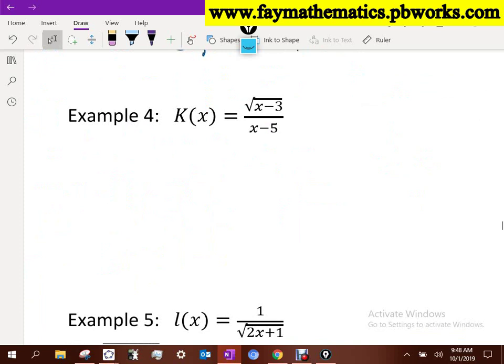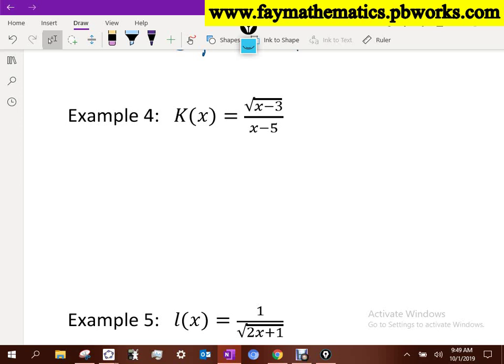Okay? Example 4. The only way that I'm going to get a y value back, or a k of x value, an output back, is if I can evaluate the numerator and get a number in the numerator, and evaluate the denominator and get a number in the denominator, and then take their quotient. Okay? So when I find the domain, I need the function to be defined for the numerator and defined for the denominator.